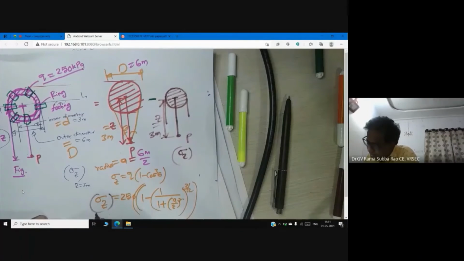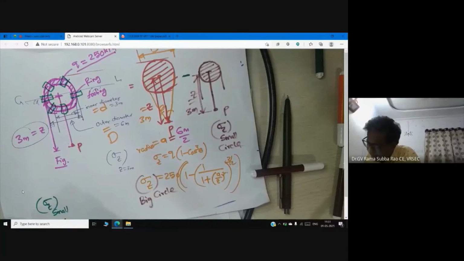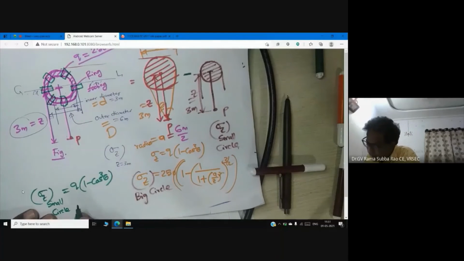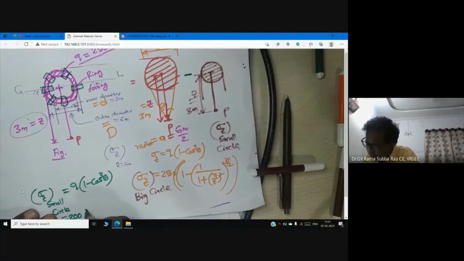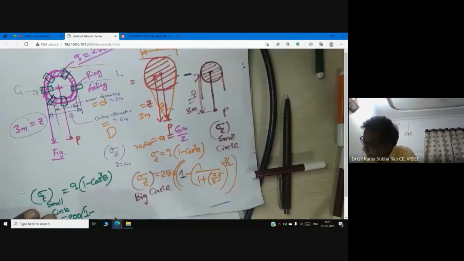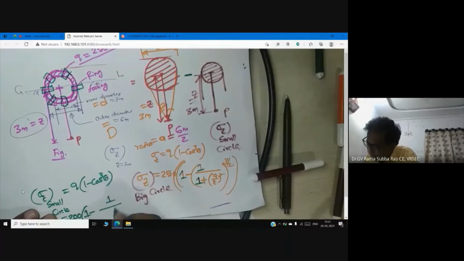Now what I am asking you is how to calculate sigma z due to the big circle and the small circle. Now how to calculate? Sigma z is equal to Q into 1 minus cos cube theta. Now the thing is how to calculate cos cube theta. 1 minus this is 1. No doubt this is 1. I am writing the 1 so that you do not make a mistake. 1 by 1 plus.